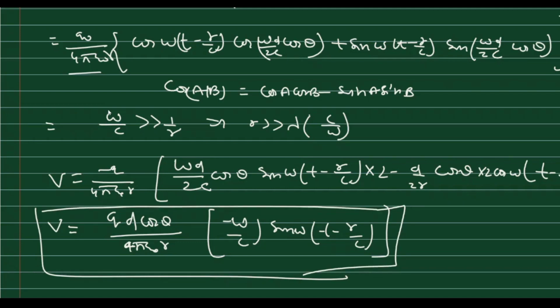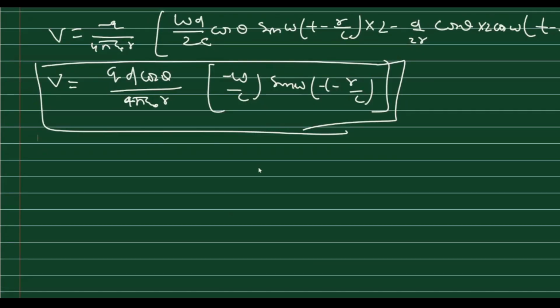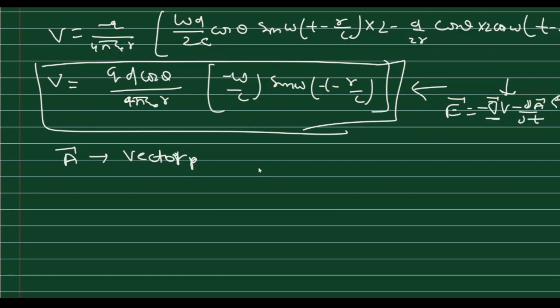Okay. So now, what is the next procedure to find the electric field? Our task is that what is required for the electric field is minus del V minus del A upon del t. So we have converted the first term, the potential. We'll put it here, but we have to note the A vector. What is the A vector here? A vector is basically the vector potential.